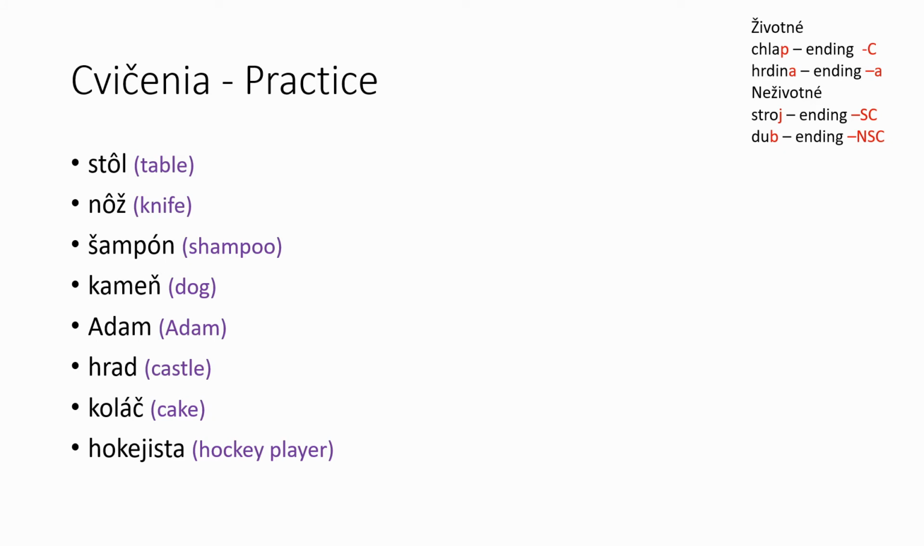So for some practice, you can do this on your own. Pause the video now if you want to do this. You can practice setting the gender of the nouns. You have the hints in the top right. I'll read the words out and I will then show the answers. Stôl, nôž, šampón, kameň, Adam, hrad, koláč, hokejista.